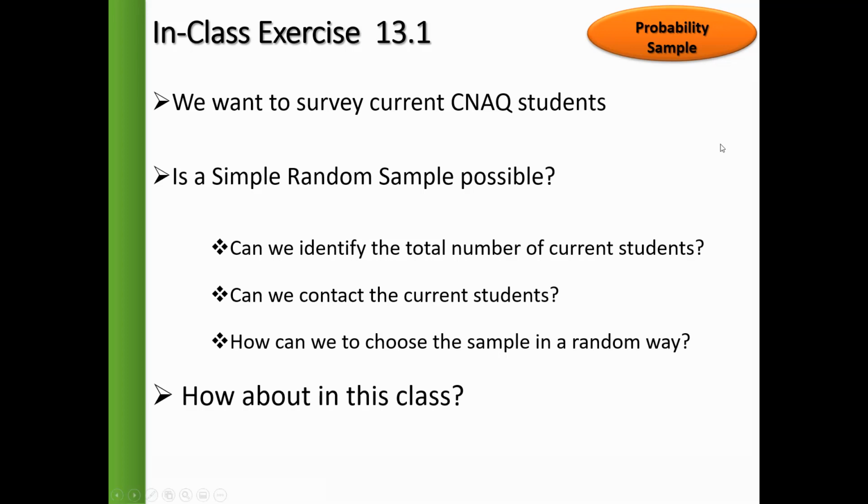How about in this class? Think about your particular class. Maybe there's 18 students. How could you randomly select 6 of those 18 students? Again, you could put all the student numbers in Excel and pick every 6th student.